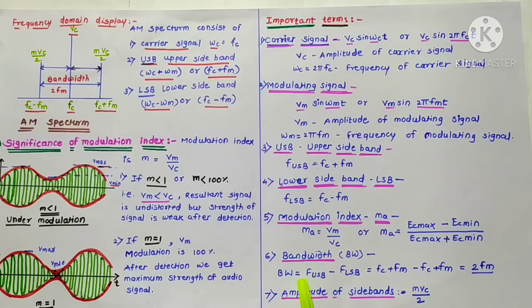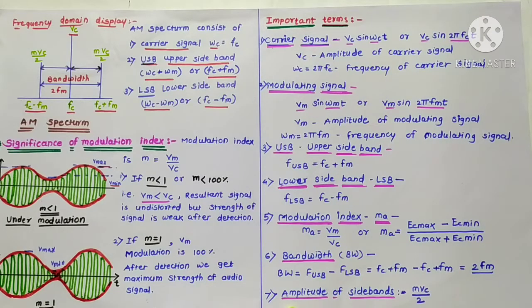bandwidth is equal to FUSB minus FLSB, that is upper sideband frequency minus lower sideband frequency, and given by FC plus FM minus FC minus FM, and this is twice FM. So bandwidth in AM signal is given by twice FM.